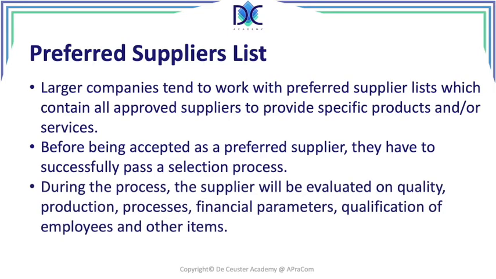Now, you look at the quality of the supplier, the production processes, the financial parameters, qualification of employees and other items. When you are dealing with suppliers, for example, when you want to deal with implementations of IT, you need to have suppliers who have the certifications. When you want to work with project managers, the project managers must have the qualifications.